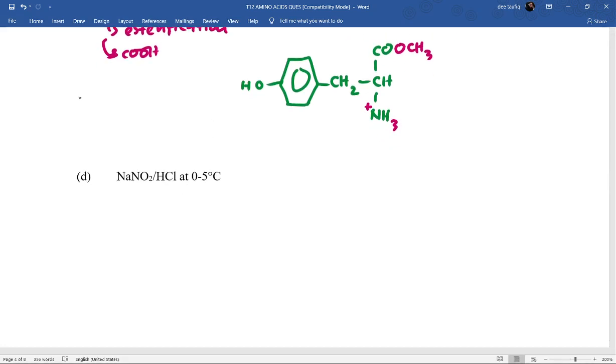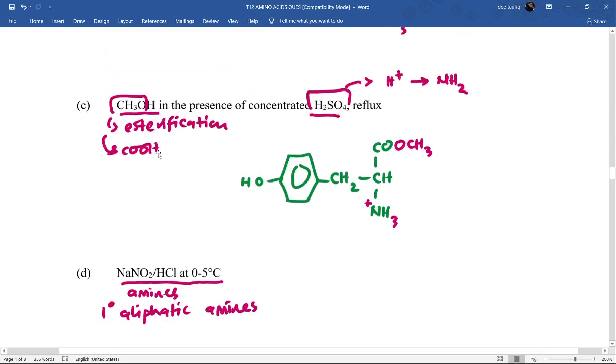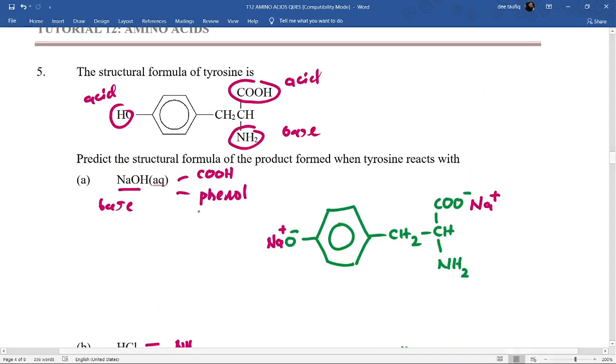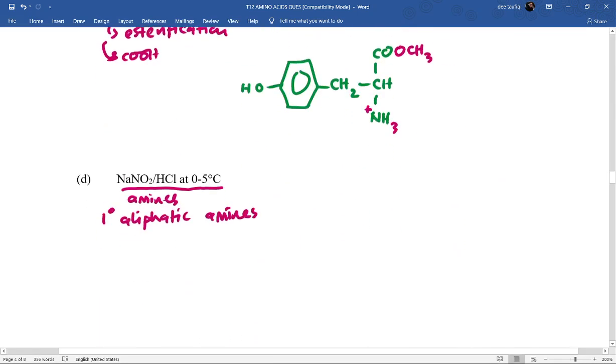Right. D. So D is nitrous acid. So reaction with nitrous acid at 0 to 5 degrees Celsius. You can look at the amine chapter. And if you look at our structure, we actually have a primary aliphatic amine. Okay. So we look back at the original structure. NH2 is not attached to the benzene ring. That's why it's aliphatic. And only one carbon is attached to nitrogen. Therefore, it is primary. So, primary aliphatic amine.